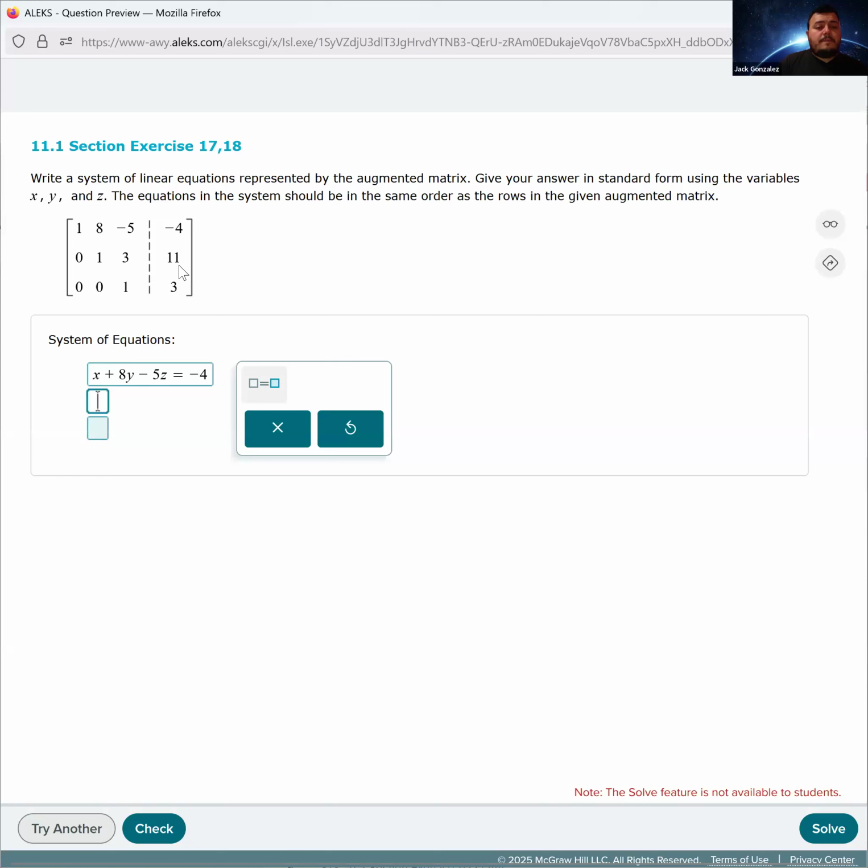And then the second row, there's no x, so you don't have to put it. Single y plus 3z equals 11. What about the last one? Yeah, that's just a single z equal to 3. Sorry.